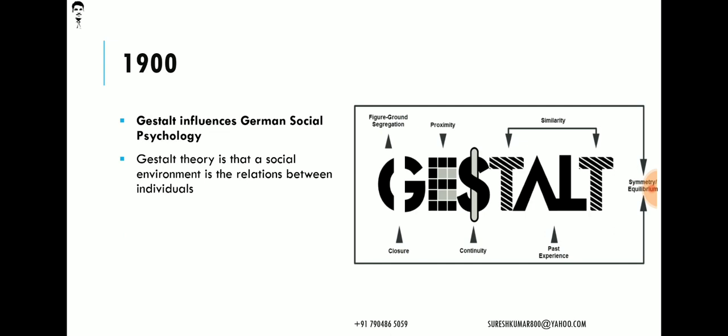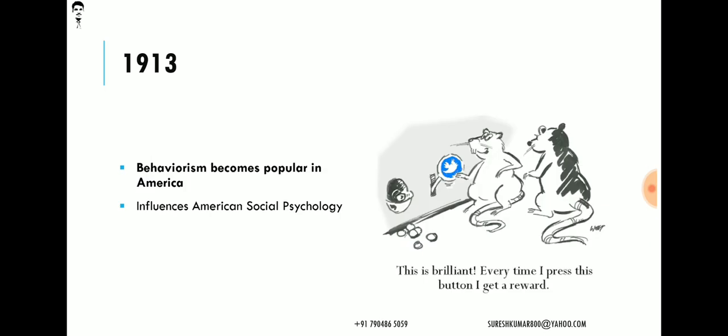In 1900, the Gestalt school of psychology influenced a lot in social psychology. It is a German social psychology. Gestalt theory holds that the social environment is the relation between individuals. Social environment is nothing but how individuals in society are related to one another. There are many principles, such as proximity, continuity, closure, figure-ground experience, and symmetry. Many things are studied under the Gestalt school of psychology, and these experiments helped in the development of social psychology.